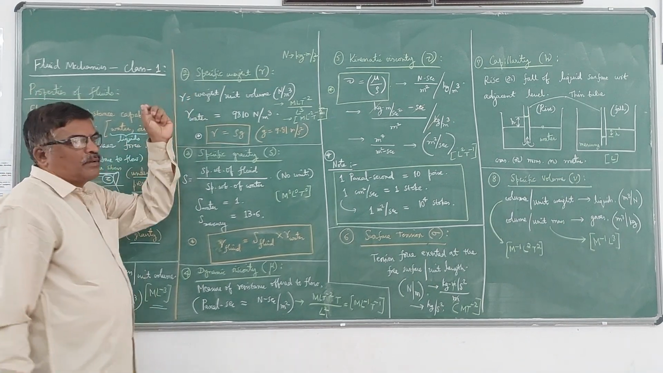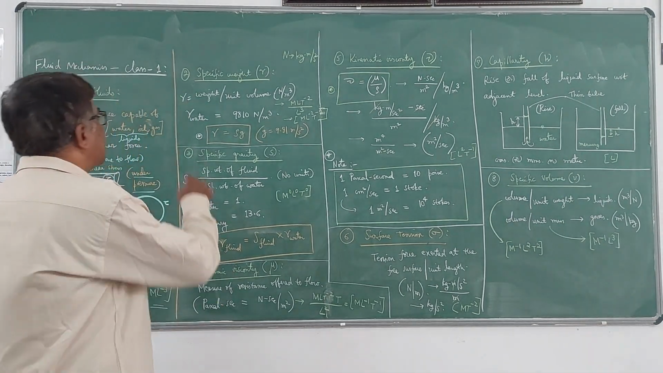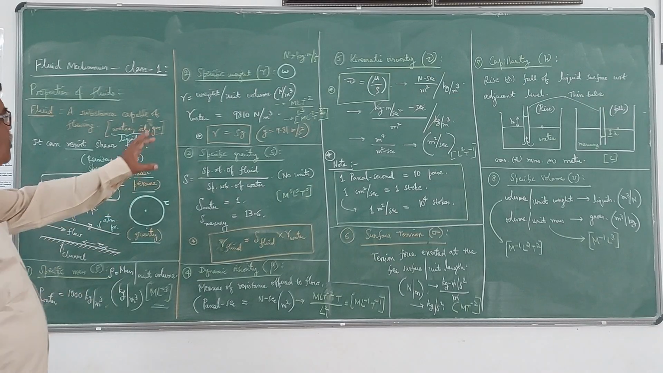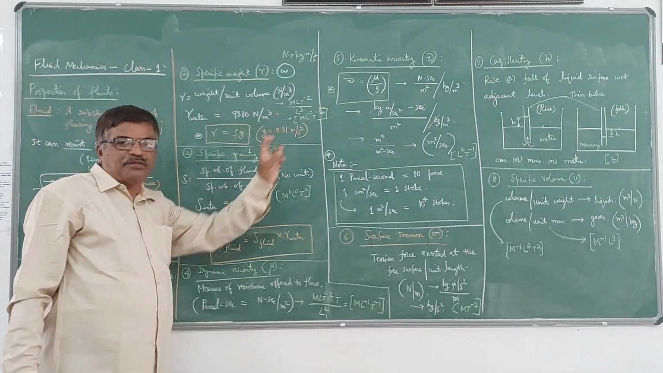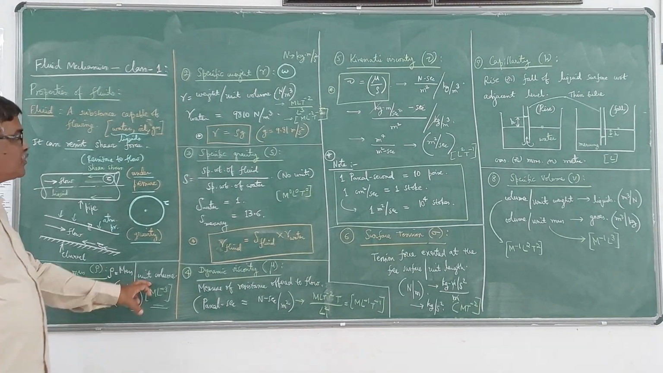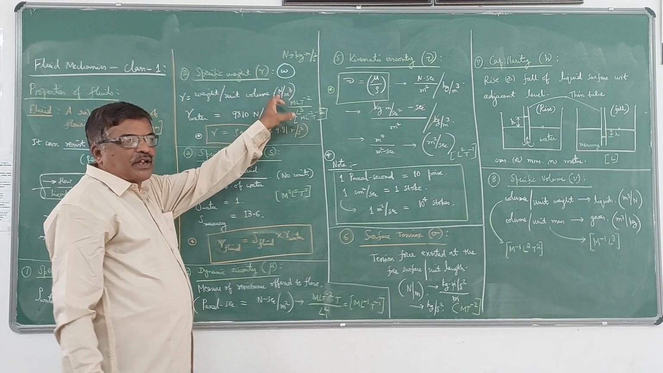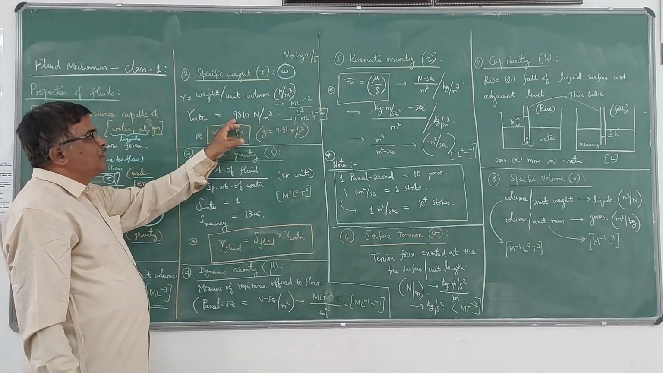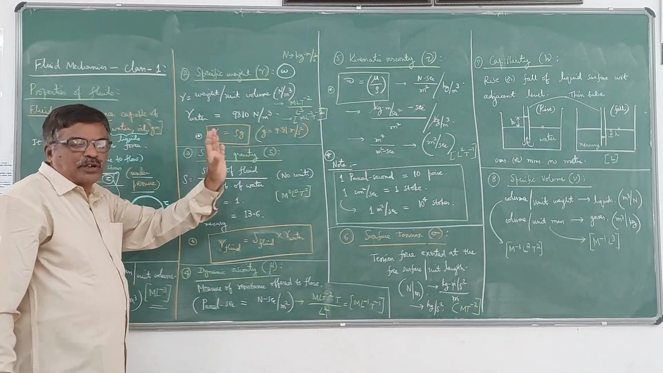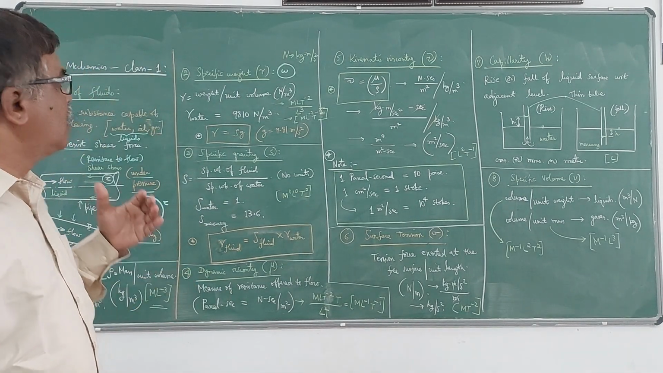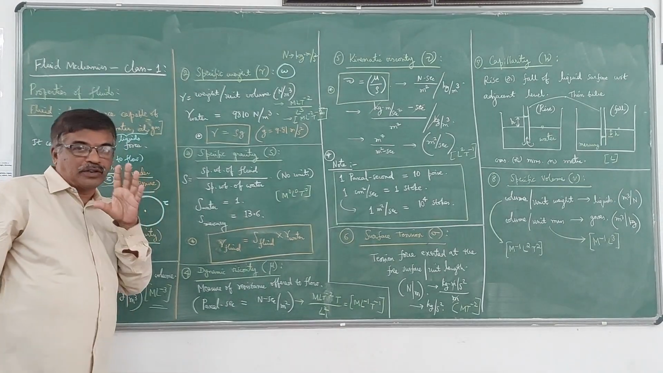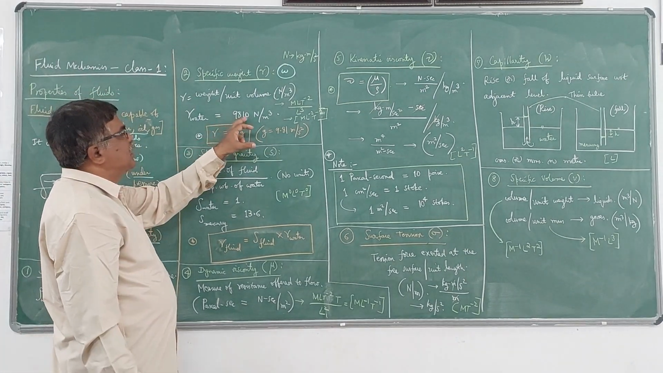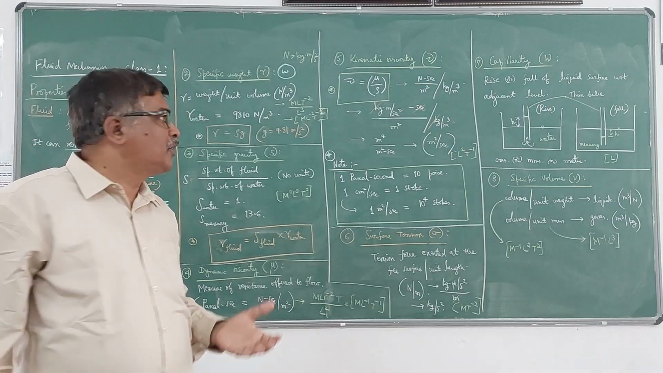The second important property is the specific weight. It is also called weight density, denoted by gamma, or in some books they use omega. It is the weight of the fluid contained per unit volume. See the difference here: this is the mass of the fluid contained per unit volume, and this is the weight of the fluid contained per unit volume. Weight is expressed in SI units in newtons, so newton per meter cube is the unit for specific weight. For water, its value is 9810 newton per meter cube. Even if the values of rho and gamma are not given for water, you should know them. Rho is 1000 kg per meter cube for water, and gamma of water is 9810 newton per meter cube or 9.81 kilonewton per meter cube.